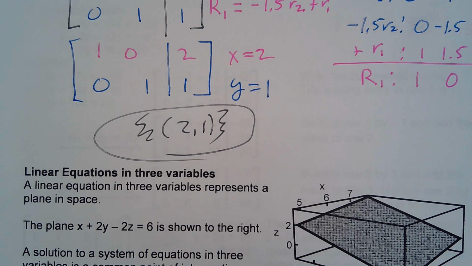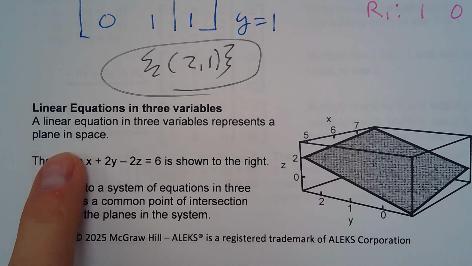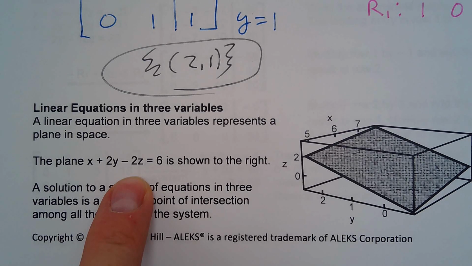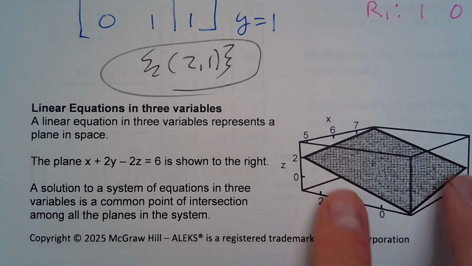Now I want to take a few minutes to talk about linear equations in three variables. A linear equation in three variables represents a plane in space. The plane x plus 2y minus 2z equals 6 is shown to the right. And so we think of this plane that just kind of extends on forever.